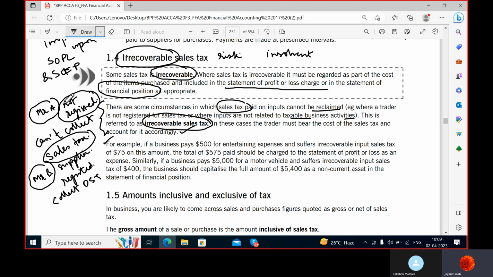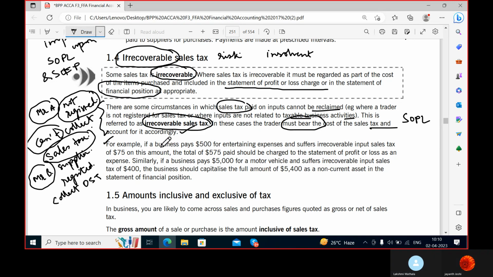Yes, ma'am. But Mr. A is not registered. So definitely he can't collect output sales tax. Okay. So ultimately, whomever Mr. A is selling goods to, the sales tax is not collected by him. So ultimately, he must bear the cost of sales tax, and accordingly this particular thing will come in SOPL. One example is given in the book also. I'll explain this example also. So first of all, is this simple example clear?